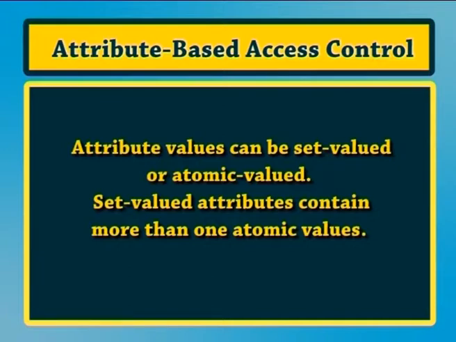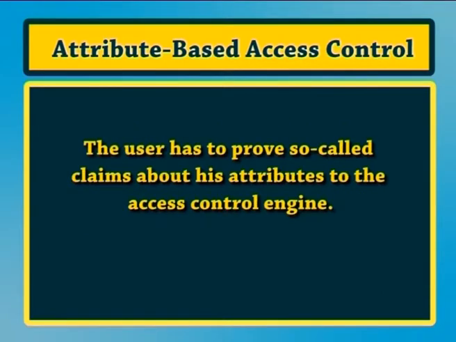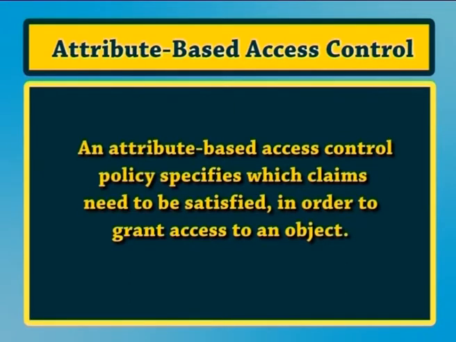Set valued attributes contain more than one atomic value. In attribute based access control, access is granted not based on the rights of the subject associated with the user after authentication, but based on the attributes of the user. The user has to prove so called claims about his attributes to the access control engine. An attribute based access control policy specifies which claims need to be satisfied in order to grant access to an object. For instance, the claim could be older than 18. Any user that can prove this claim is granted access.